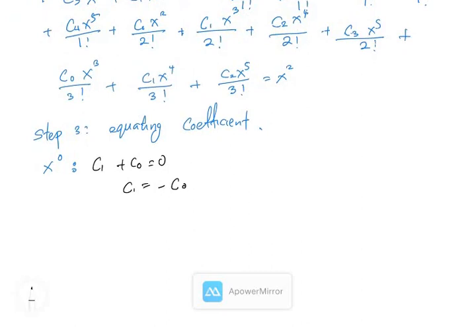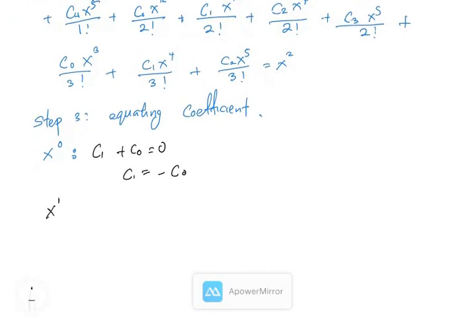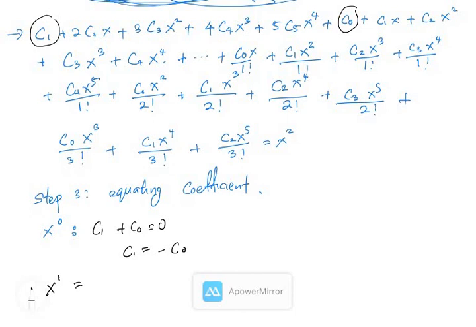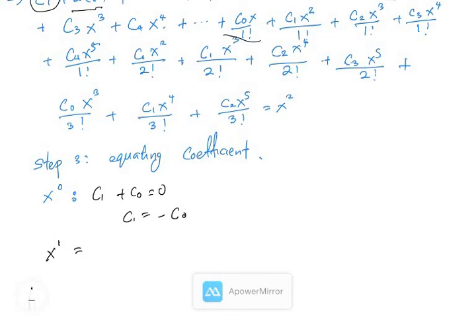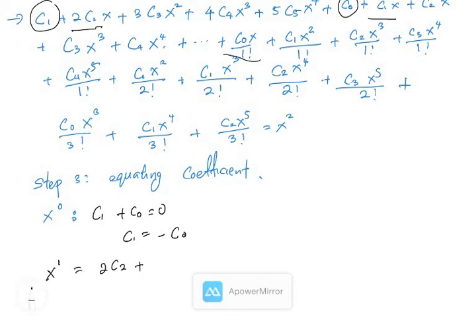Okay. And then x power of 1. We'll get 2c2 plus c1, then what else? Okay, and then c0 divided by 1. So you have 2c2 plus c1, and then plus with c0 equal to 0.